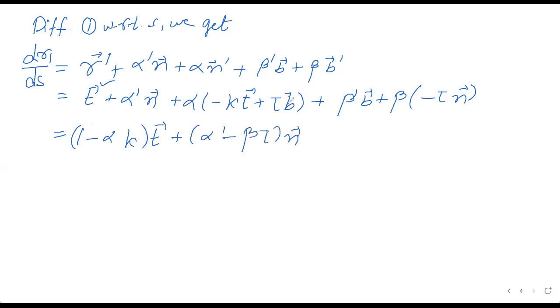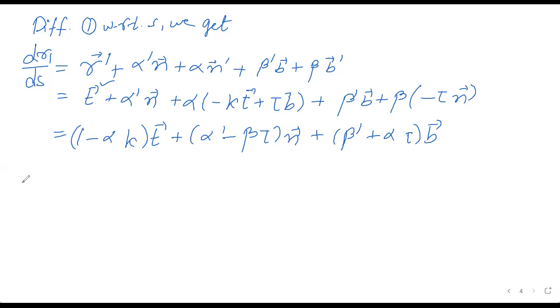tau n. And what is the vector b? How much? Plus beta dash and plus alpha tau p. So you got all these vectors. Is it clear? Now dr1 over ds is how much?